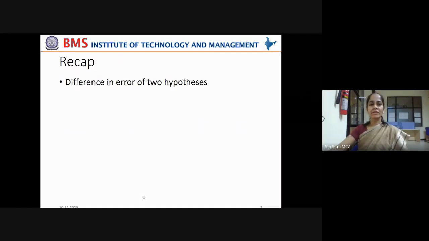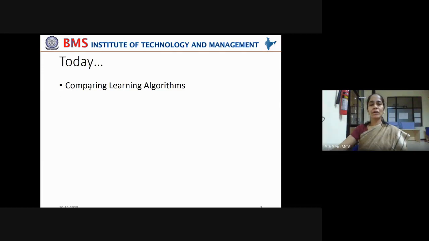In the last class we dealt with the concept of how to calculate the difference in error of two hypotheses. For that we have taken D as the difference between true errors and D cap as the estimation of the difference between sample errors. And we try to minimize the difference between this D and D cap in order to get a more generalizable machine learning model. Now, in today's class, we are going to see how to compare learning algorithms.